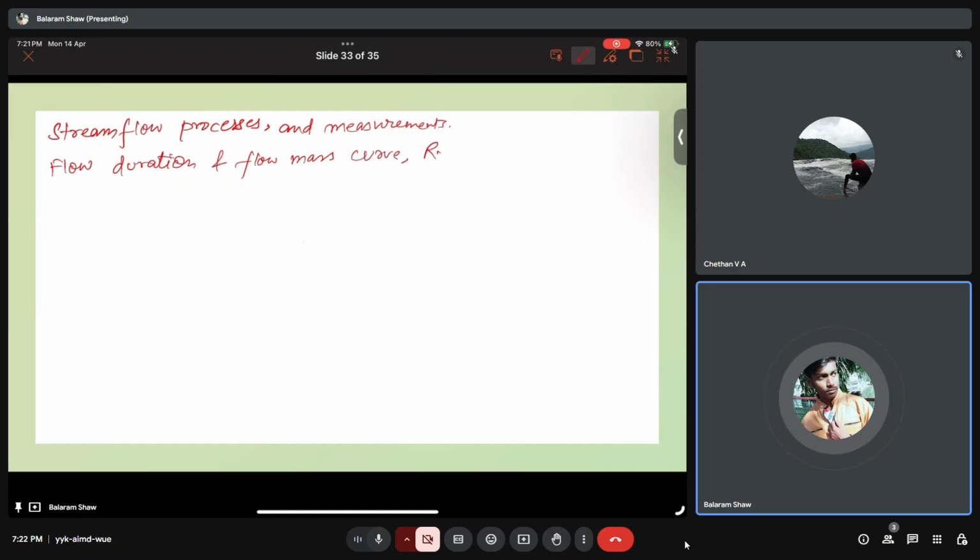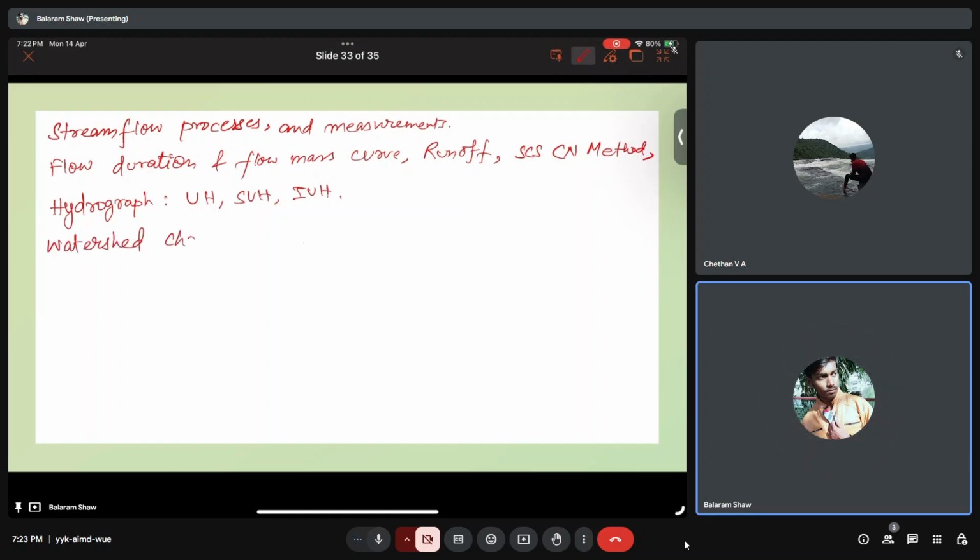Then we started with runoff, like what runoff is, the introduction to it, and the estimation. We have talked about the important concepts of the SCS curve number method, right? Then the most important was the hydrograph. We have talked about unit hydrograph, synthetic unit hydrograph, instantaneous unit hydrograph, and so on. Then we have also talked about the watershed characteristics, how they impact and how their change impacts, right?